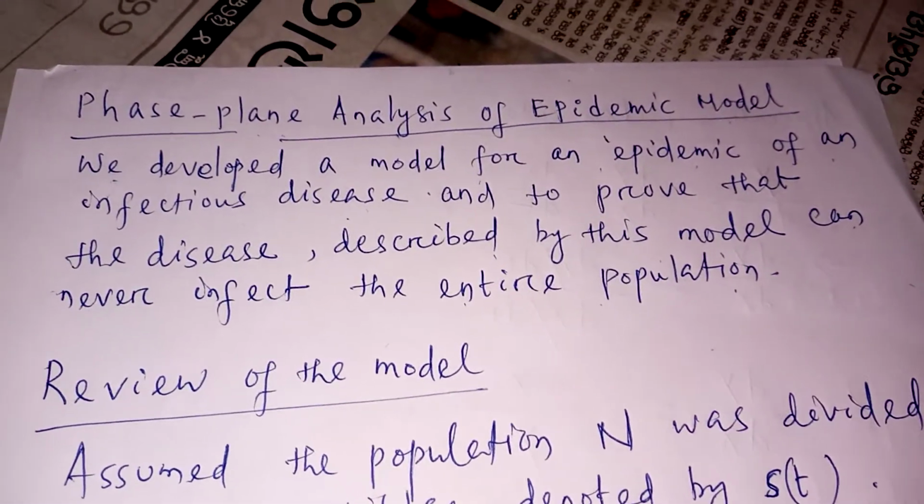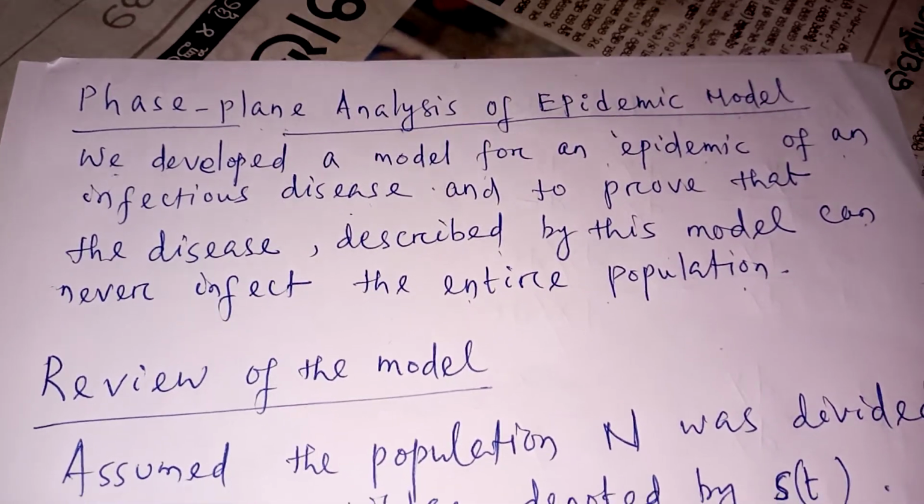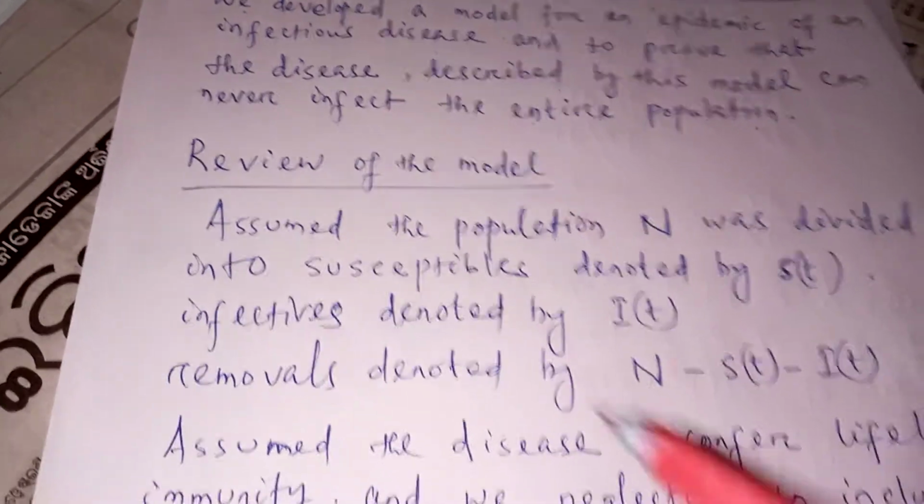What do we have to prove? With the help of this model we have to prove that the disease never infects the entire population. So what is the review of the model?